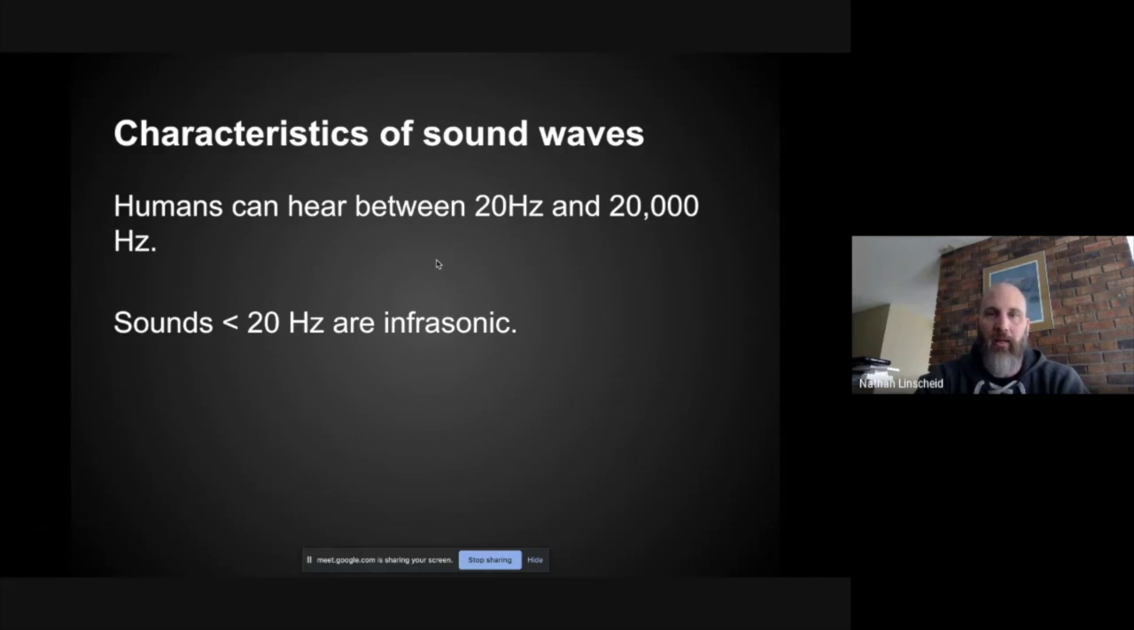The older you get, the worse that becomes, because you lose some of the elasticity in your body and some of the ability to respond to different things. Any sound that is below 20 hertz is called an infrasonic sound. Anything above that is called an ultrasonic sound.